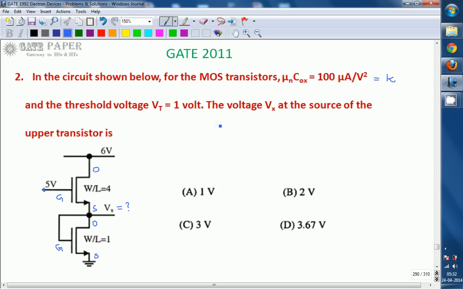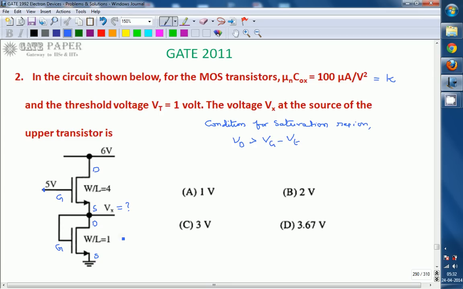We must know in which region both transistors are operating. So, the condition for saturation region: since both are NMOS transistors, Vd should be greater than Vg minus Vt. Vt is the threshold voltage, Vg is the gate voltage, and Vd is the drain voltage.